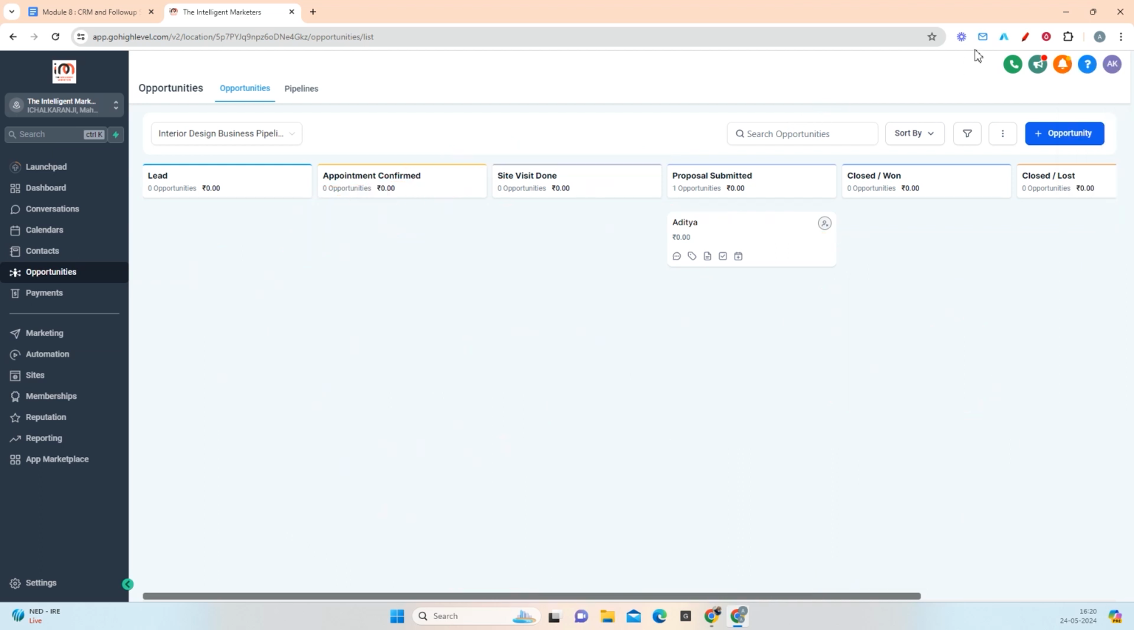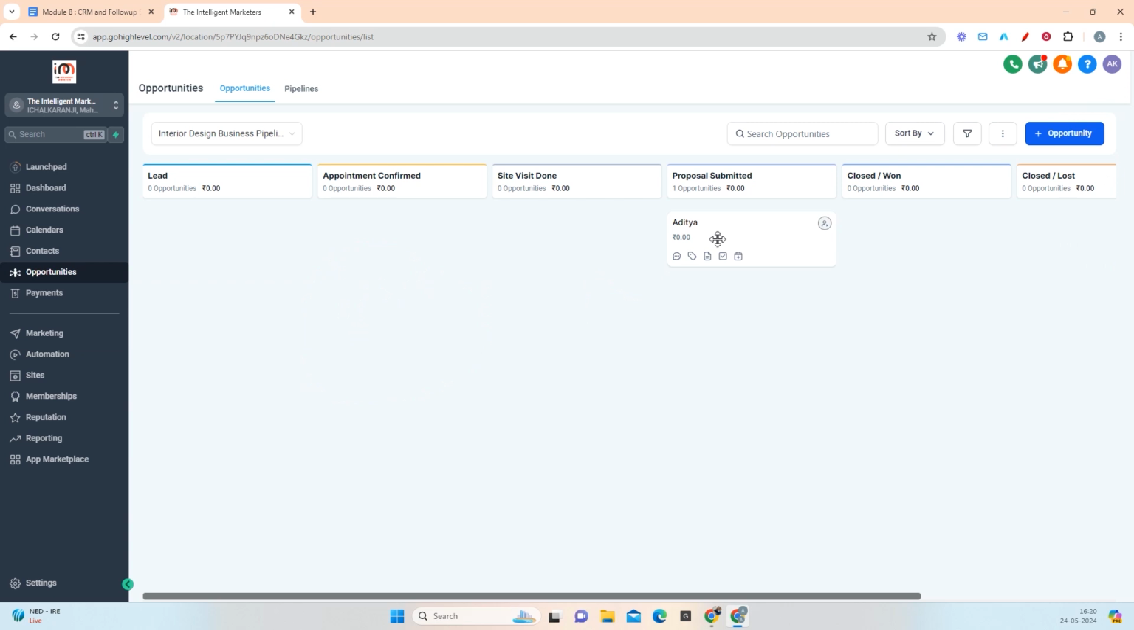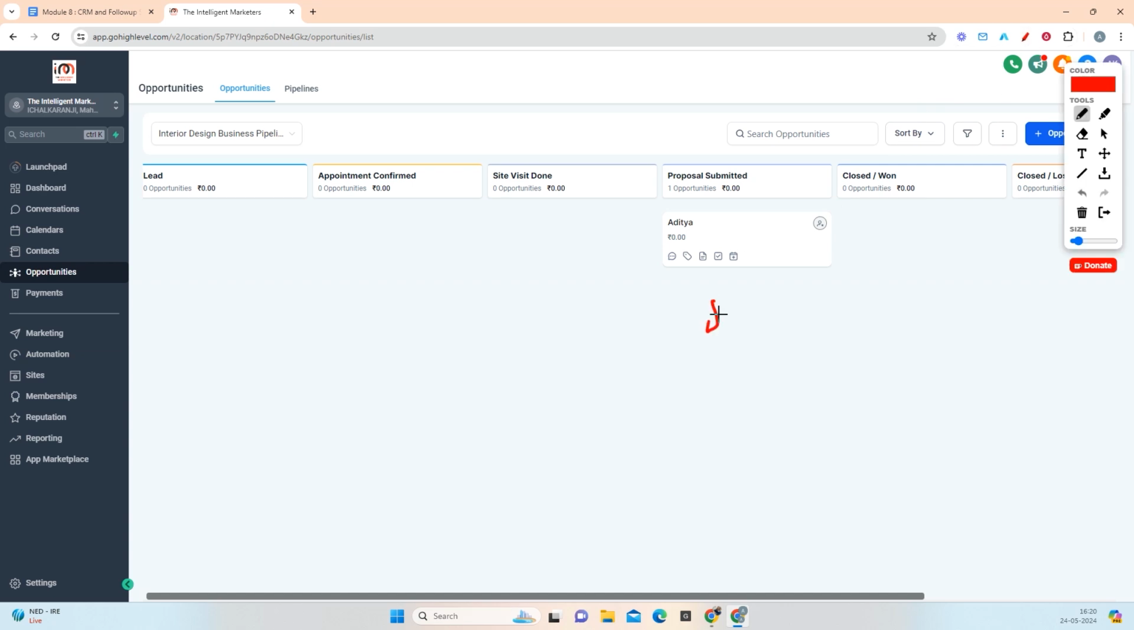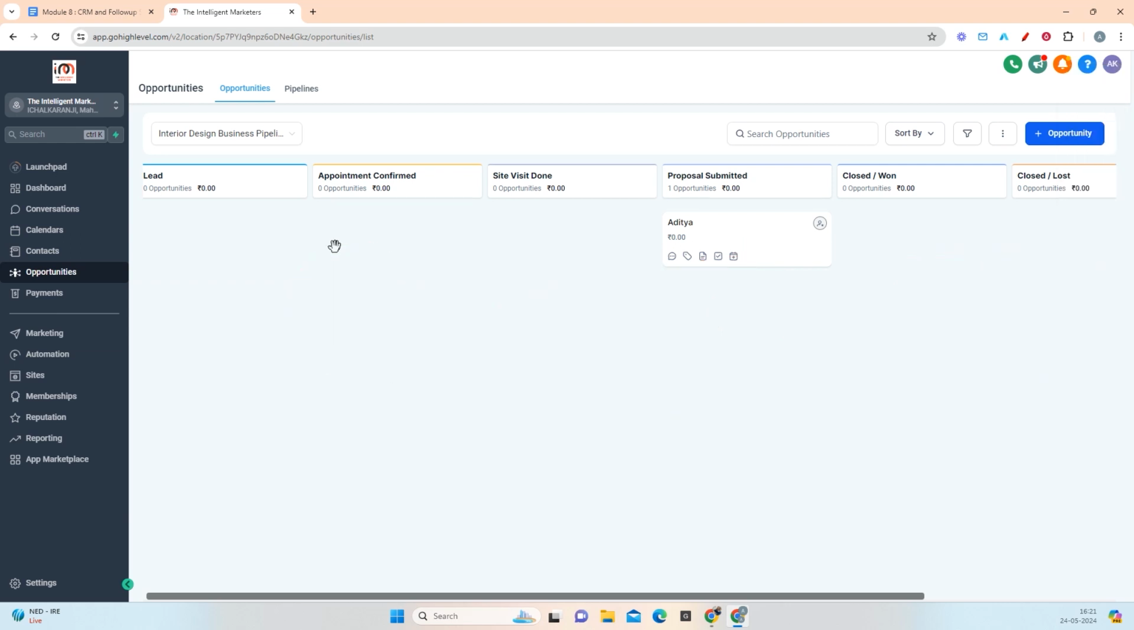Now, please understand the difference between an automated follow-up and a manual follow-up. In an automated follow-up, as soon as a person changes stage in the pipeline, so let's say someone is changed from site visit done to proposal submitted, an SMS, email or WhatsApp would be sent automatically without you having to do anything. And in the manual case, you are doing all those things manually.